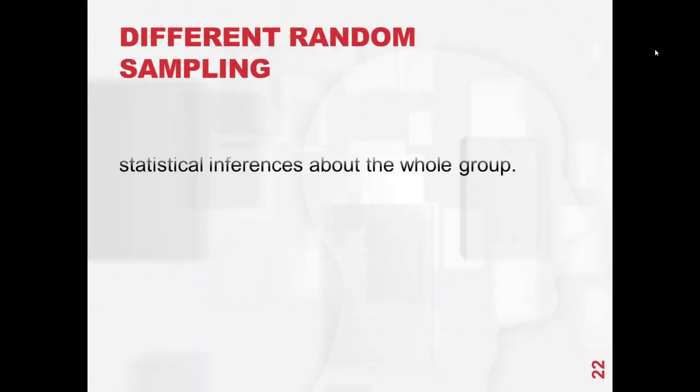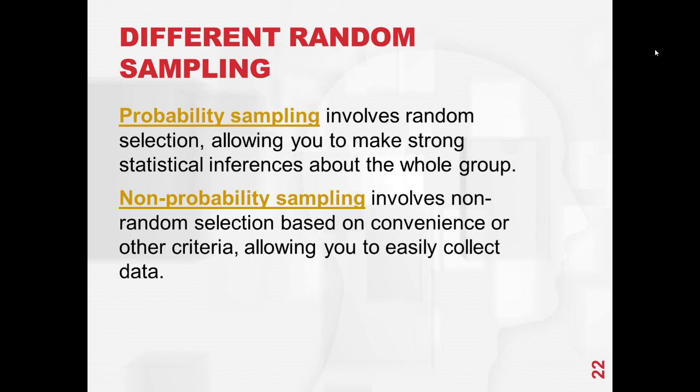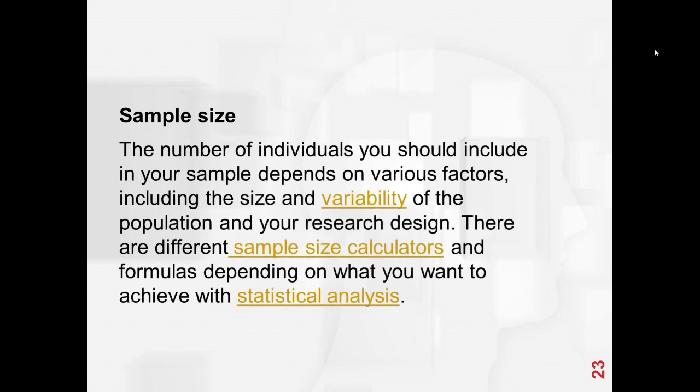Different random sampling. Probability sampling involves a random selection, allowing you to make strong statistical inferences about the whole group. Non-probability sampling involves non-random selection based on convenience or other criteria, allowing you to easily collect data. Sample size. The number of individuals usually included in your sample depends on various factors, including the size and variability of the population, and your research design. There are different sample size calculators and formulas depending on what you want to achieve with statistical analysis.